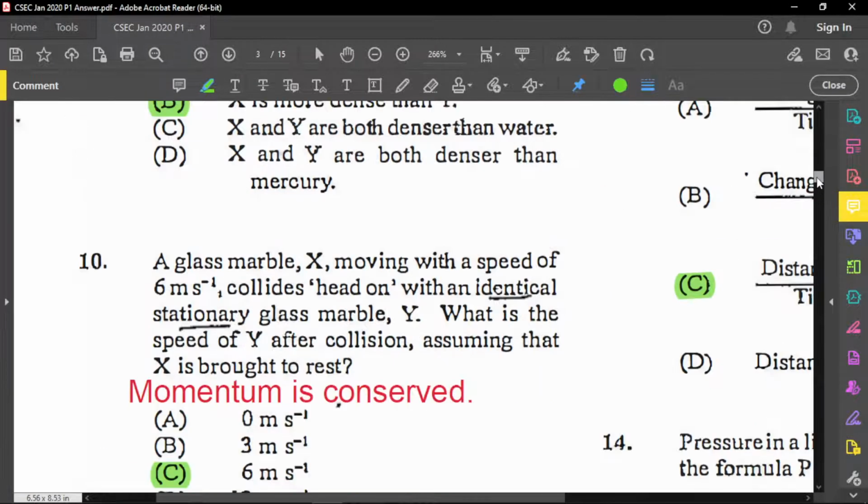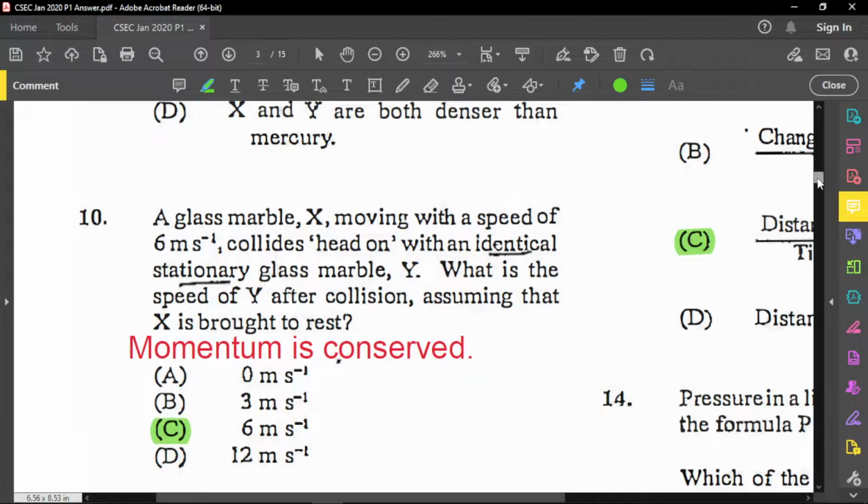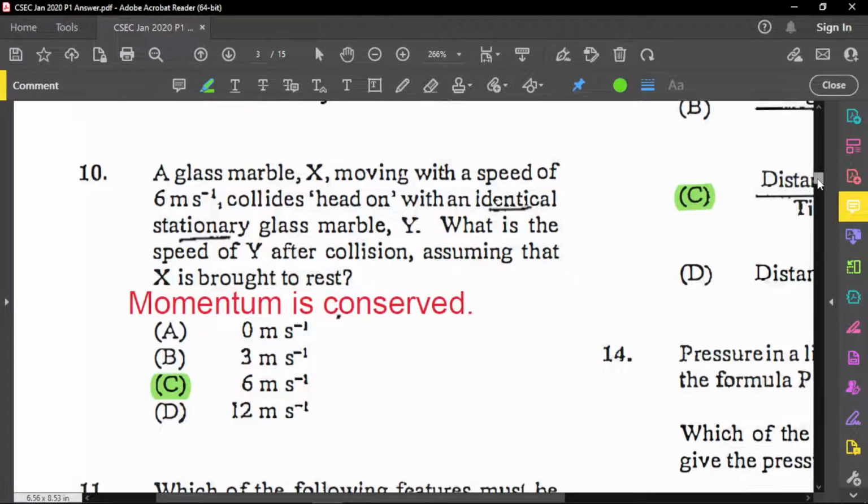Question number 10 reads that a glass marble X moving with a speed of 6 meters per second collides head on with an identical stationary glass marble. The key thing here is that they're identical, which means they have the same mass. Just to make a mention of that. Then we ask, what is the speed of Y after collision, assuming that X is brought to rest?